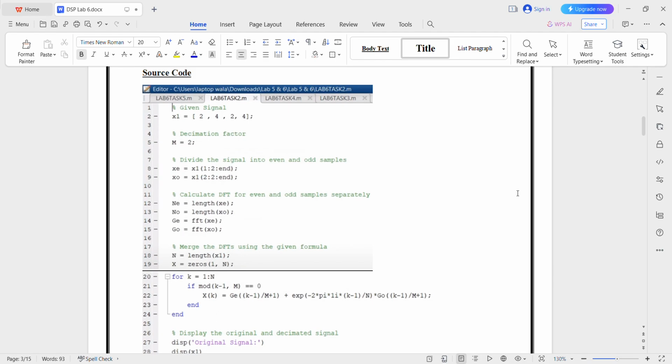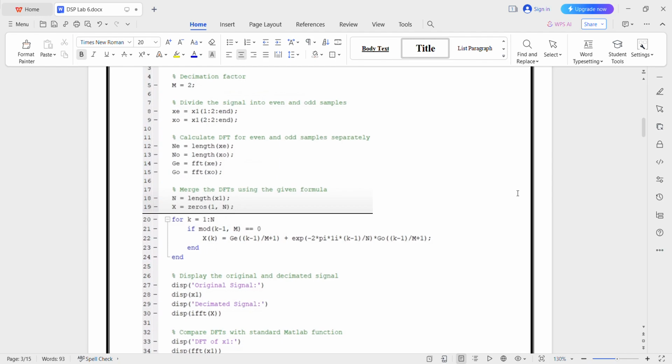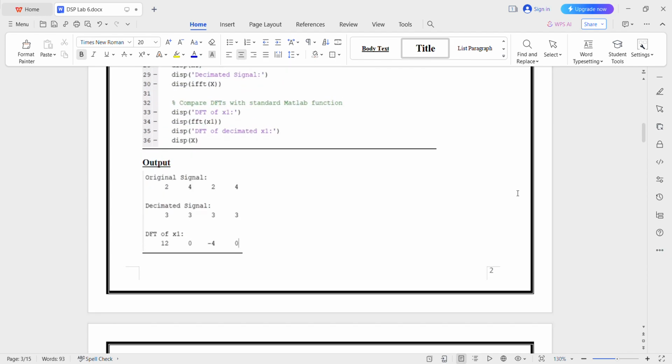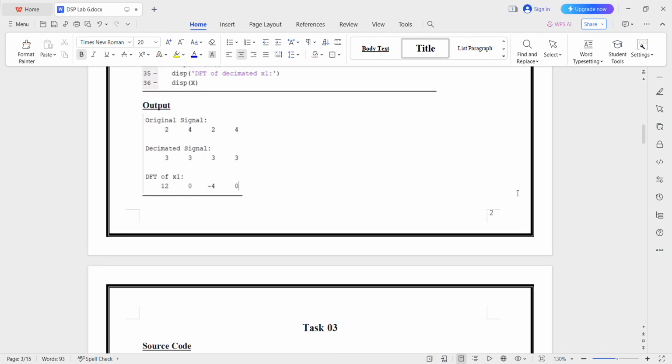DFT is calculated for both XE and XO separately, resulting in GEFFT and GOFFT. The signals are merged back together using the provided formula. The merged signal X is initialized as zeros and computed using the formula based on even and odd DFTs. The original and decimated signals are displayed using DISP function calls. The DFTs of the original and decimated signals are compared with MATLAB's built-in FFT function. This is the output. First is the original signal, second is the decimated signal, and the last is the DFT of x1.